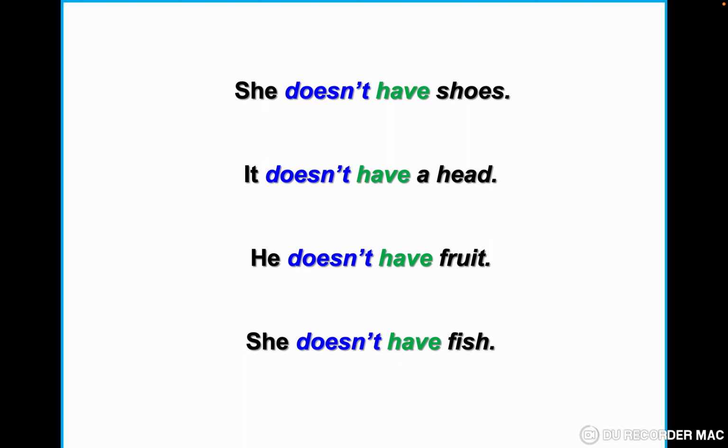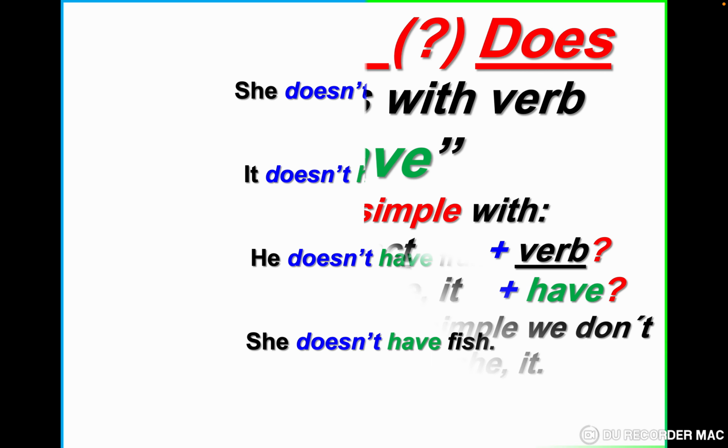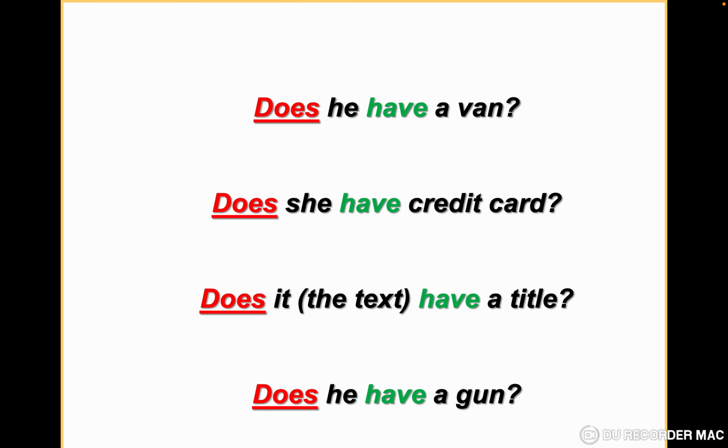She doesn't have shoes. It doesn't have a head. He doesn't have fruit. She doesn't have fish. Let's see the question form. More examples. Does he have a van? It's like a bus. A van, it's not a bus, but it's a big car where you can use it for carrying goods. Does she have a credit card? So there is a missing.